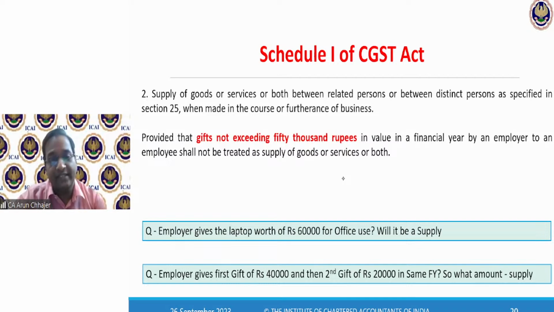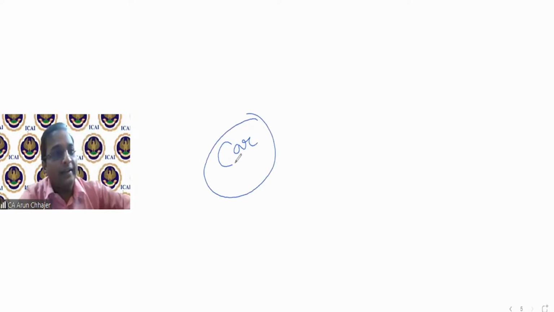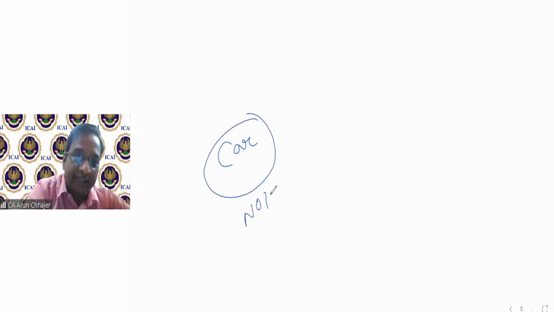Now the next point. Schedule 1, para 1 and para 2 both are clear. Now let me ask one or two important questions to all of you. Supply of a car. I have purchased a car for my director. I have not taken the ITC. That car is being sold as scrap to a kabadi wala. Let's say I'm changing the example. I'm not using the word car because there is some problem.